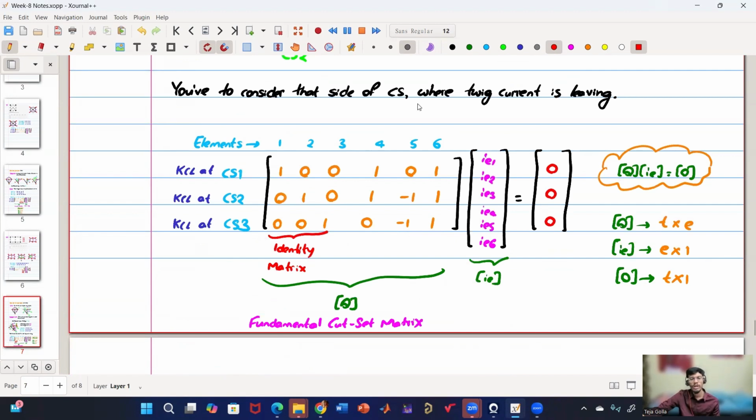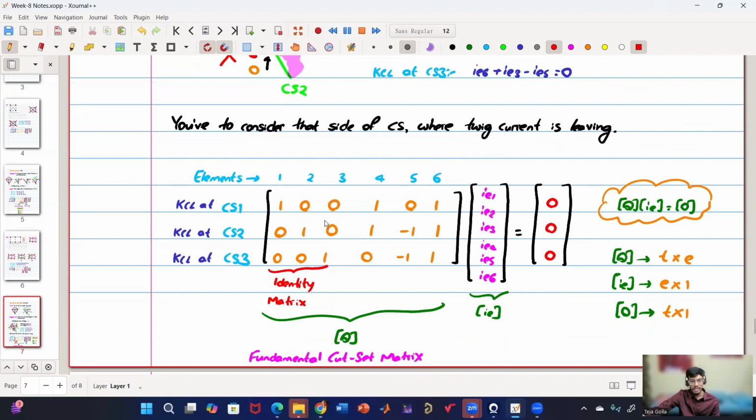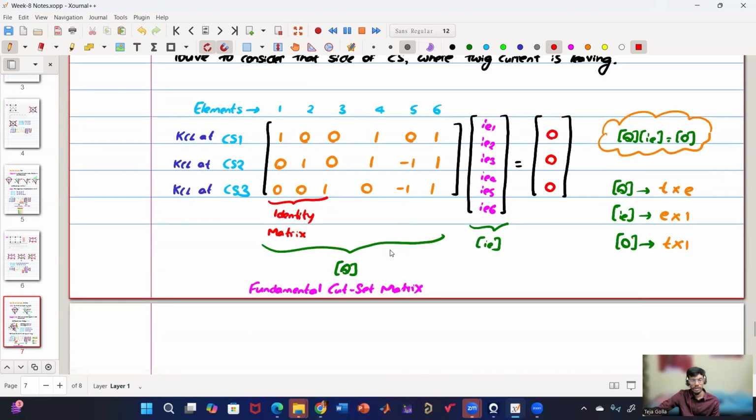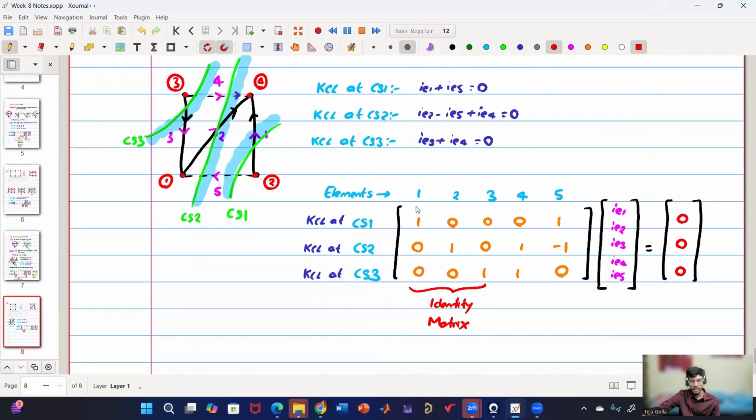But say if 1, 4, and 6 are the twigs, then you will get 1 0 0, 0 1 0, and 0 0 1. If you are not getting this identity matrix, then you have made a mistake, so you have to check whether your convention is proper or not. Kindly solve all these problems again by yourself to check whether you have fully understood the convention and are getting the identity matrix. And the identity matrix will come only for B and Q, not for A. Then we solved one problem on the cut set matrix.